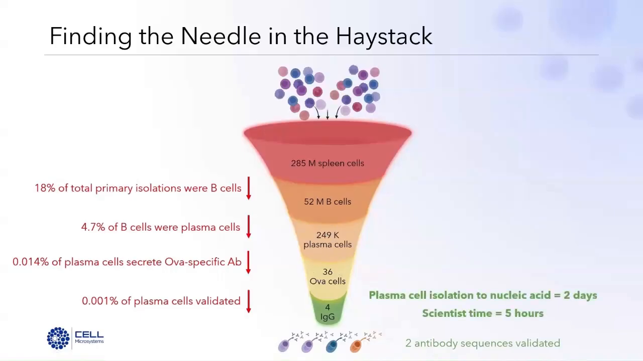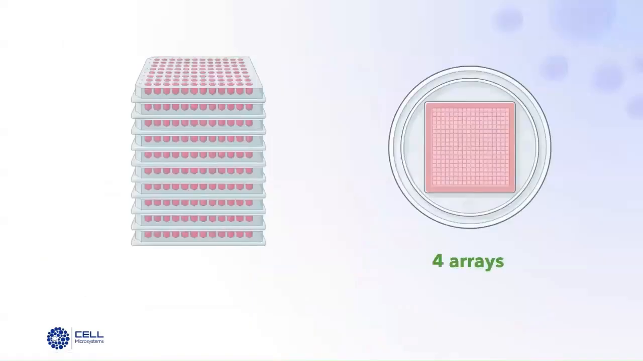And from plasma cell isolation from the mouse to nucleic acid generation and being sent off to the vendor for synthesis takes 2 days of hands-on time in the lab, using only 5 hours of scientist time. And of course, this can be scaled as you wish to screen as many plasma cells as you have access to. So to go back to what the arrays and the plates look like, in this workflow, to screen 250,000 cells, we needed 4 arrays.